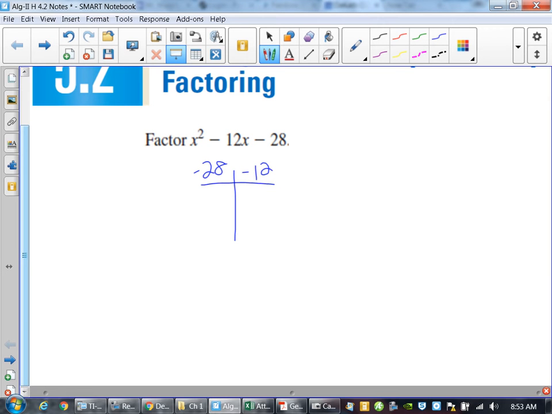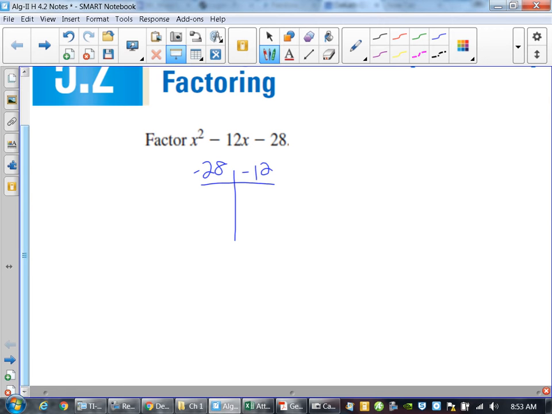What are my factors of 28? They add together to get negative 12. When you see a negative multiplier and a negative middle, do you know what you will always have? You always have two things. One of them is going to be positive, one's going to be negative, and the negative one is always going to be the larger of the two.